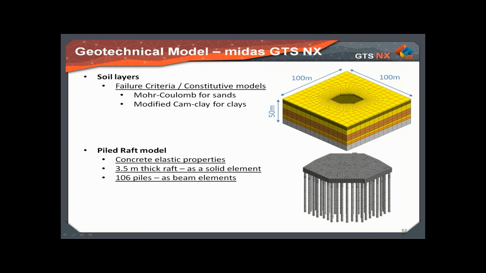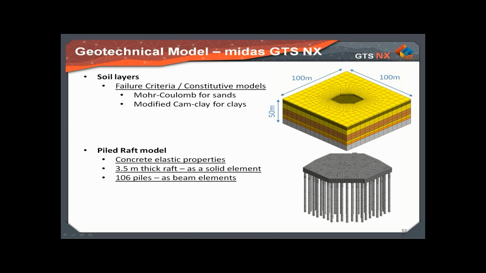not defined very easily. About the Piled-Raft, we have a 3.5 meter thick raft meshed as a solid element. The material is concrete, considered fully elastic. Along with the raft, we have 106 piles, which were meshed as line-to-solid interface.